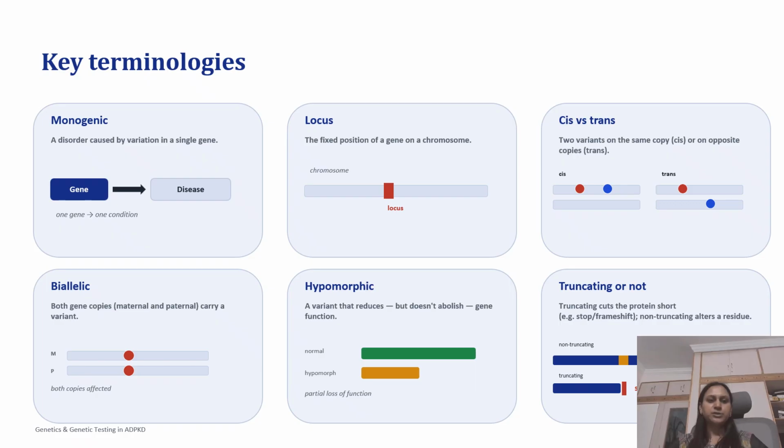Some key terminologies which we should understand before delving deep into genetics of ADPKD. A disorder caused by variation in a single gene is called a monogenic disorder. The fixed position of a gene on a chromosome is called locus. Two variants on the same copy is cis, on the opposite copies is trans. Both gene copies, maternal and paternal, carrying a variant is called biallelic. A variant that reduces but doesn't abolish the gene function is a hypomorphic variant. Truncating mutation cuts the protein short, for example, nonsense mutation or frameshift mutation. Non-truncating mutation alters the protein residue, for example, the missense mutation.